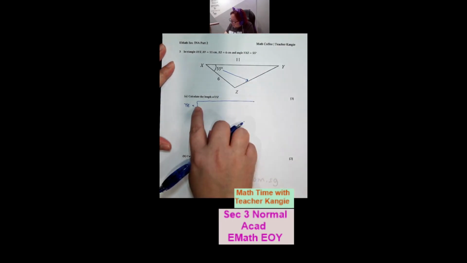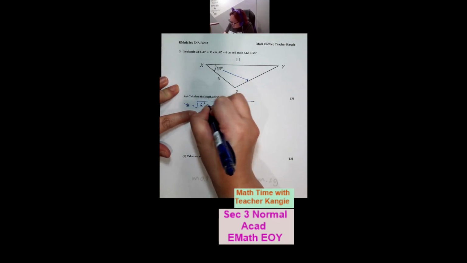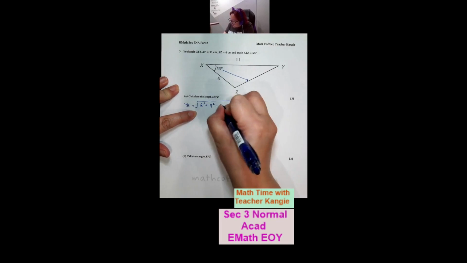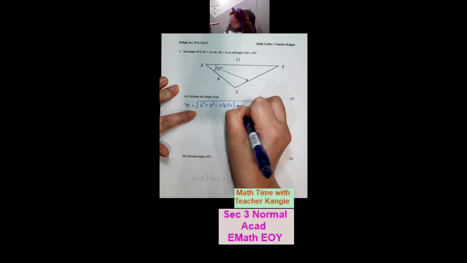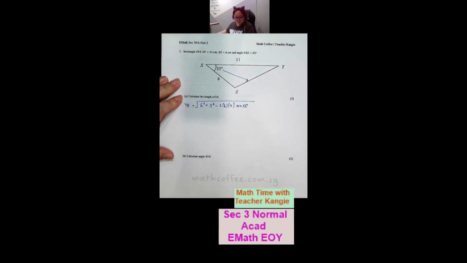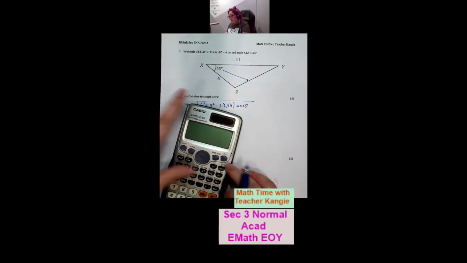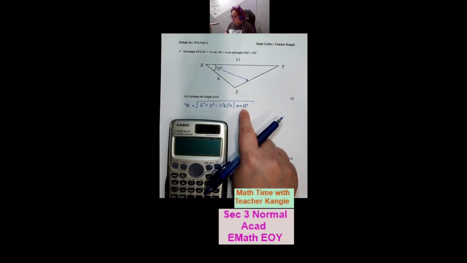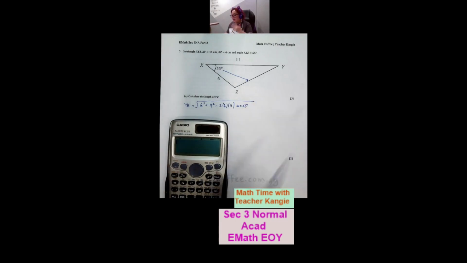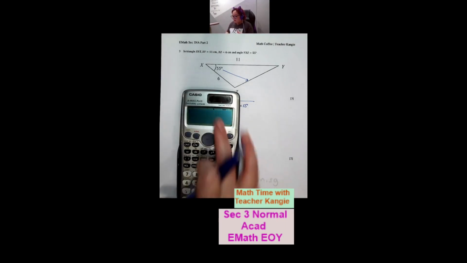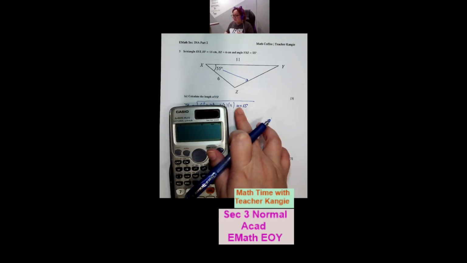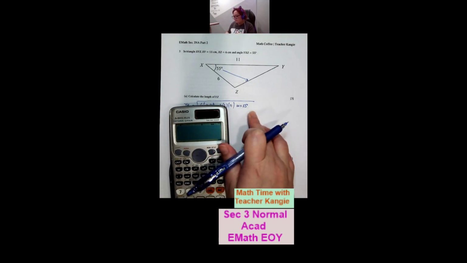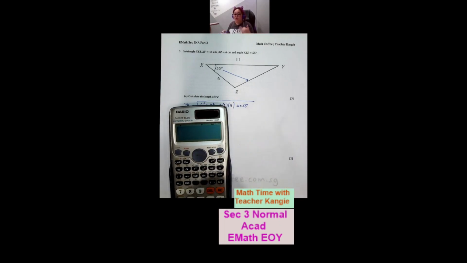Okay, so now I'm going to put 6 square plus 11 square minus 2 times 6 times 11 cosine 55 degree. So press the calculator. For those who are doing EMath, you often change between degree mode and radian mode, right? For 55 degree, you need to tell the calculator that the angle you key in is in degree, so you have to be in degree mode. You need to be in radian mode when it's, let's say, cosine 2 radian. But now it's degree mode.